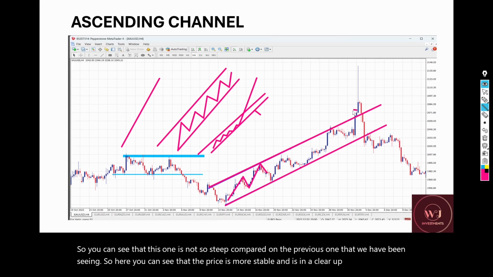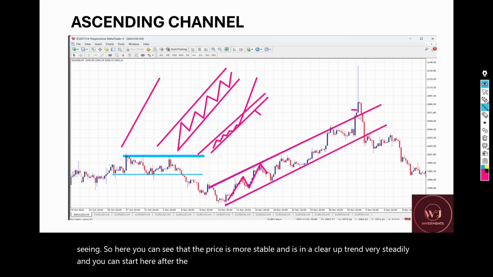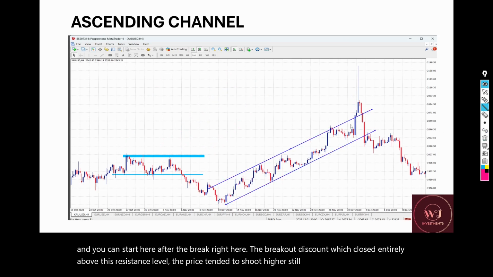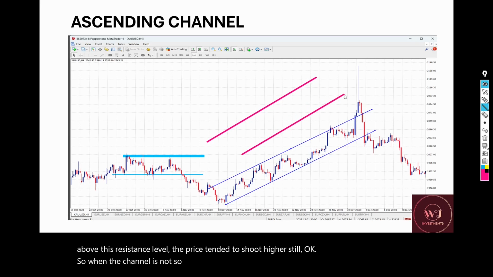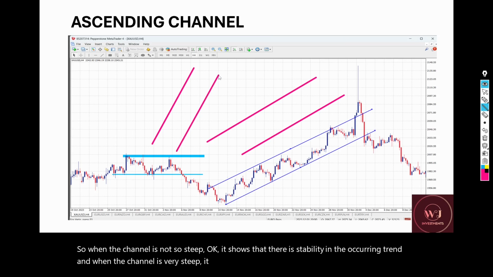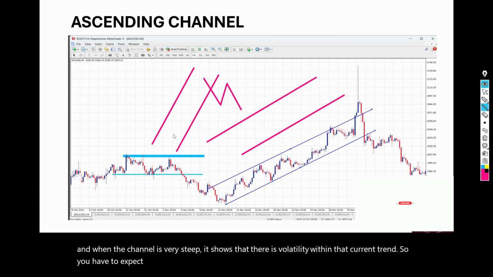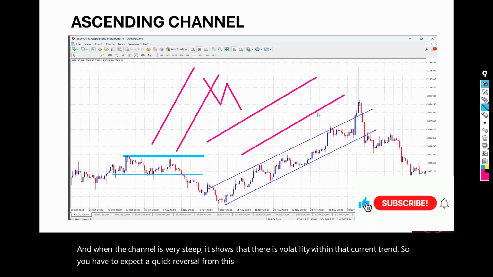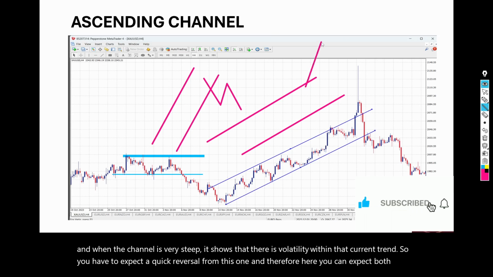And you can see that here after the break right here, the breakout, this candle which closed entirely above this resistance level, the price tended to shoot higher still. Okay. So when a channel is not so steep, it shows that there is stability in the occurring trend. And when the channel is very steep, it shows that there is volatility within that current trend. So you have to expect a quick reversal from this one. And therefore here you can expect either a reversal or sometimes a continuation.